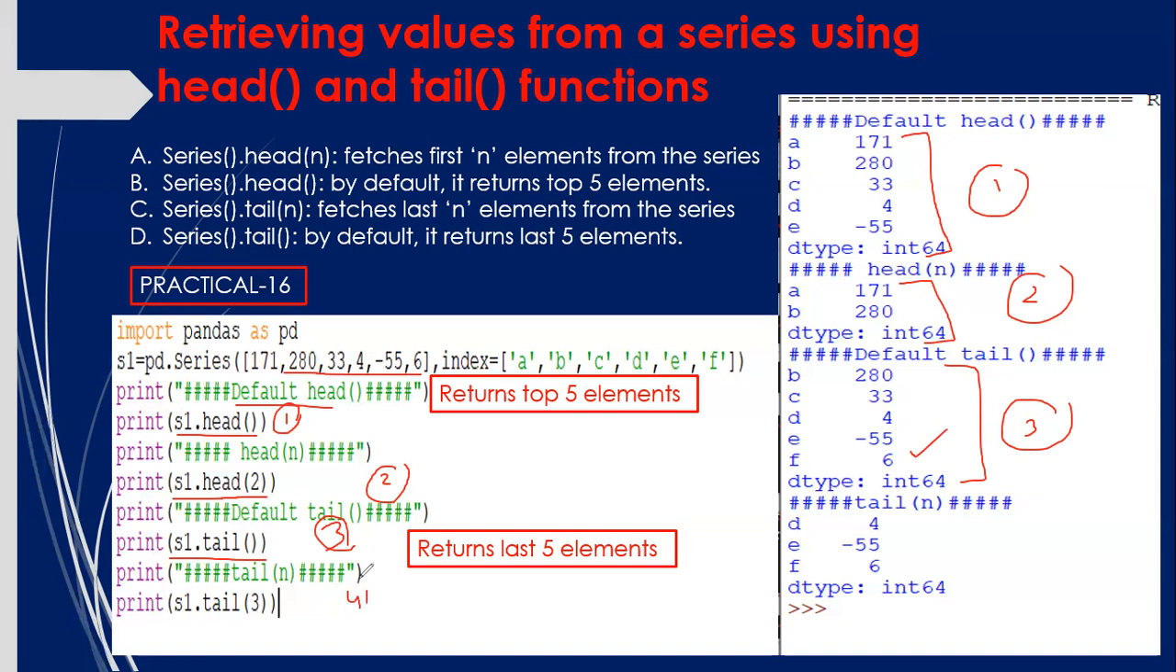Fourth, S1.tail(3). So it will display the last 3 elements, that is 4, -55, and 6. So you can see here. This was your fourth one. I hope you understood. Now let us go through these 4 points here, A, B, C, D.